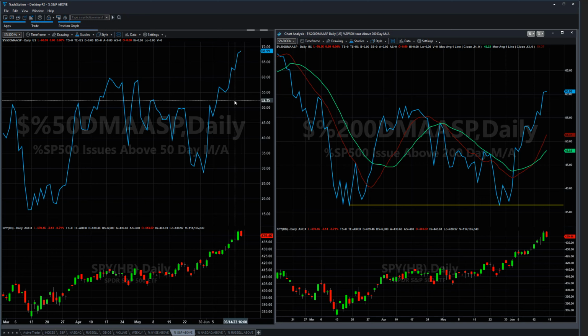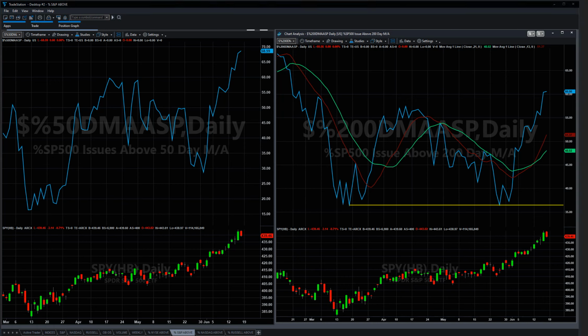Now, keep in mind there's an intermarket divergence between the Russell, which has not caught up and is not breaking out, and the Spiders and the Qs that have broken out to the upside above their recent resistance levels.